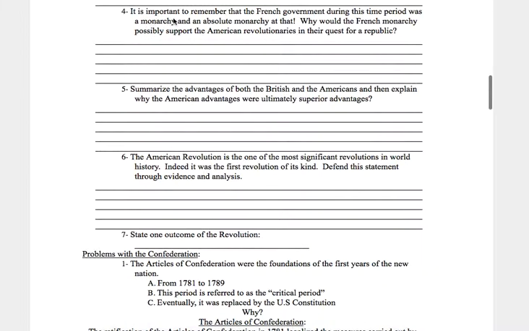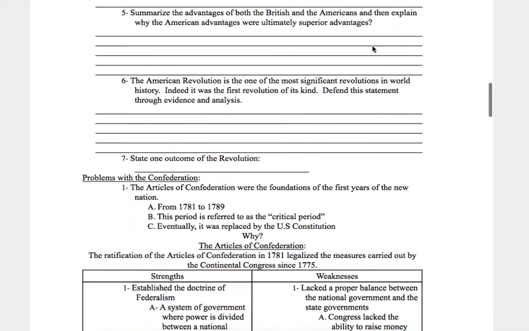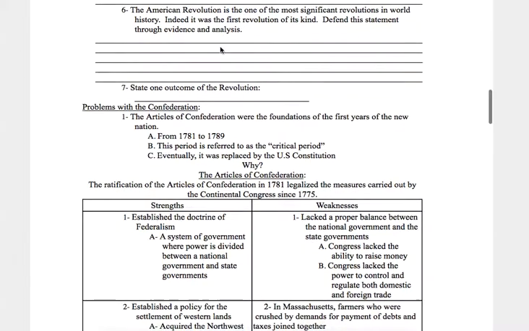4. It is important to remember that the French government during this time period was a monarchy, and an absolute monarchy at that. Why would the French monarchy possibly support the American revolutionaries in their quest for a republic? Think about what France had to gain from the United Kingdom losing its colonies. 5. Summarize the advantages of both the British and the Americans and then explain why the American advantages were ultimately superior advantages.